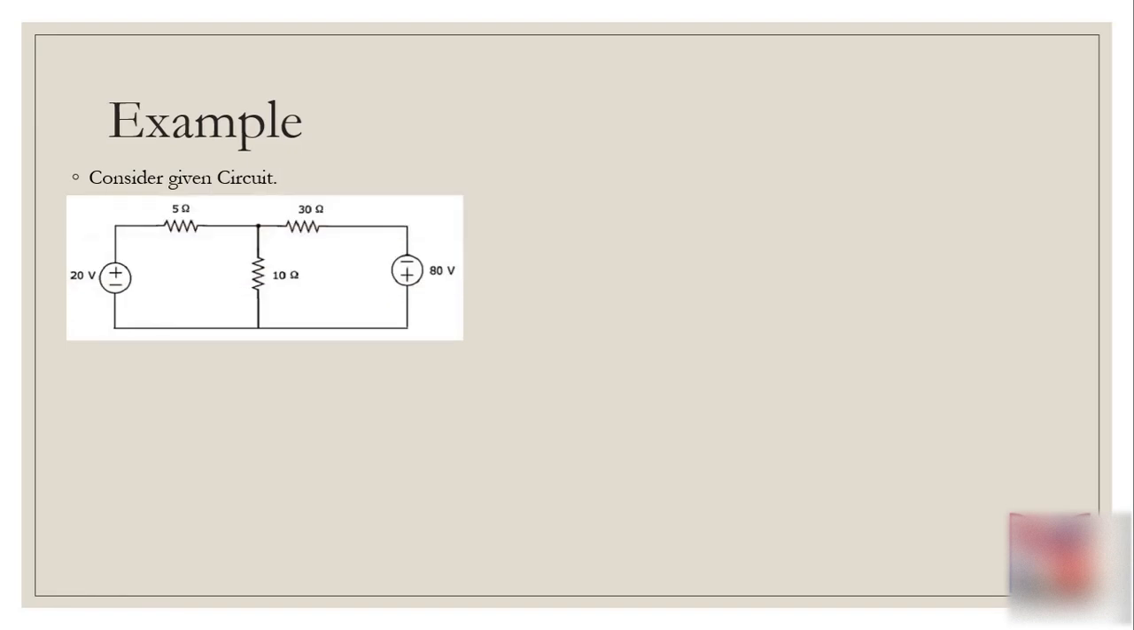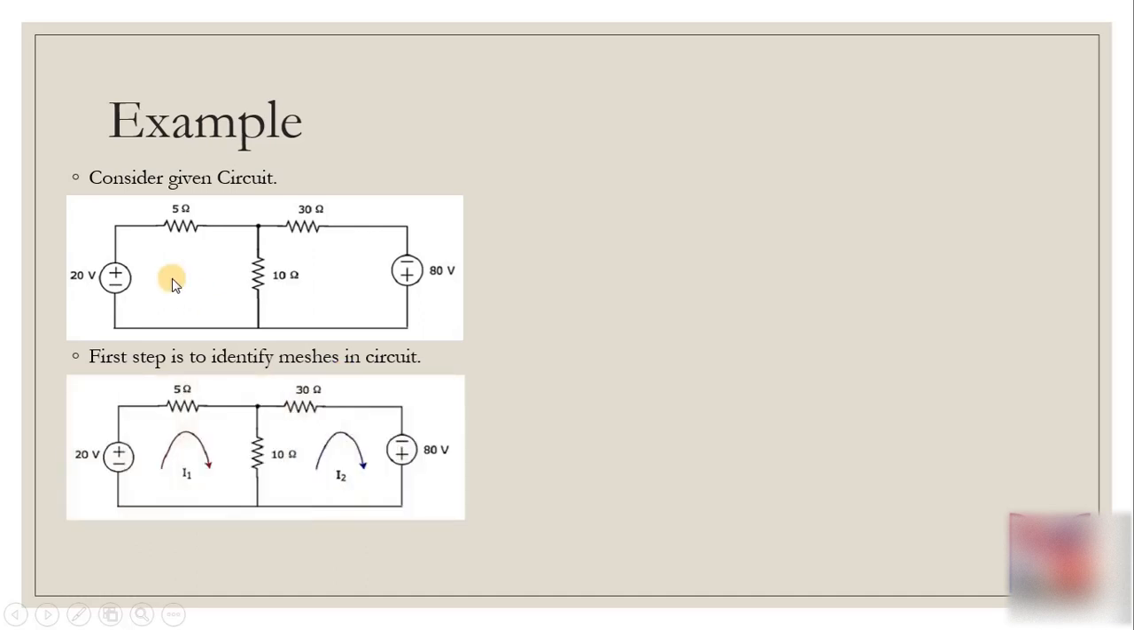Let's move to our example. Consider the given circuit. It has two voltage sources, one of 20 volts and the other of 80 volts. Three resistors are connected: 5 ohms, 10 ohms and 30 ohms. As mentioned in the procedure, the first step is to identify the meshes in the circuit. Here we have two meshes. So we have to define the direction of the current. The direction of current is taken as clockwise in both meshes.